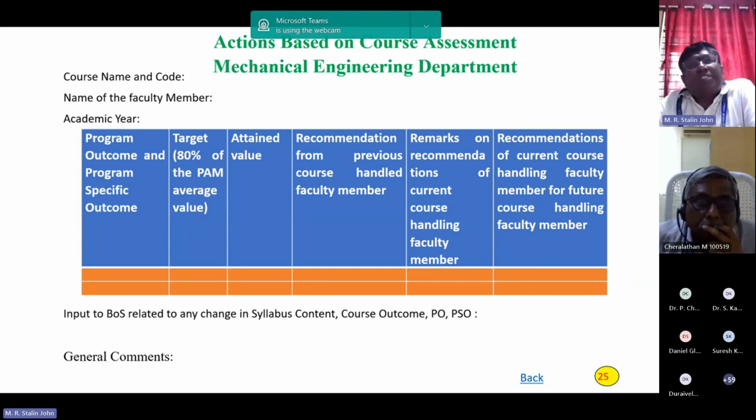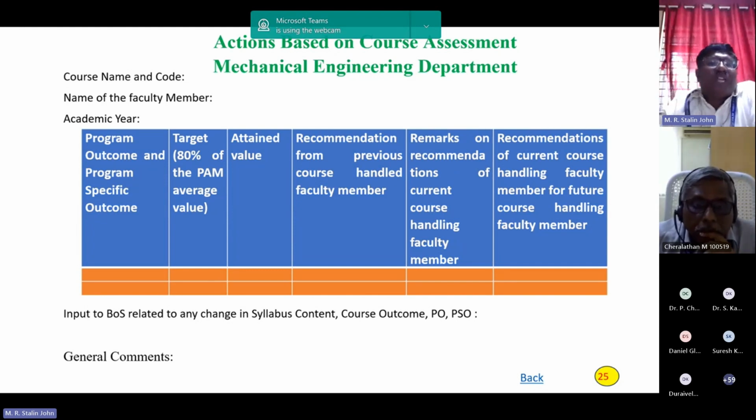Previously, whatever files we had prepared so far used 75%. Now we have improved it by 5% above. So it is 80% because most of the time you are attaining that value. So we have taken 80% of the PAM value.